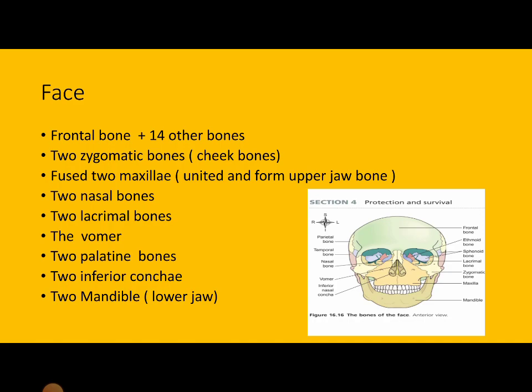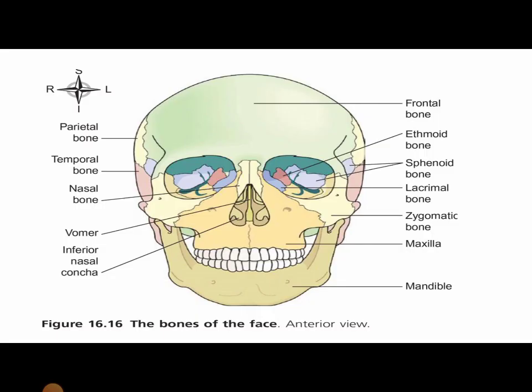You can see the picture again. This is a picture of the frontal view of the skull. You can see the frontal bone, you can see the facial bones, the two nasal bones, the one vomer, and the inferior nasal conchae. You can see the maxilla. The two maxillae fused form the upper jaw, and you can see the mandible that forms the lower jaw.